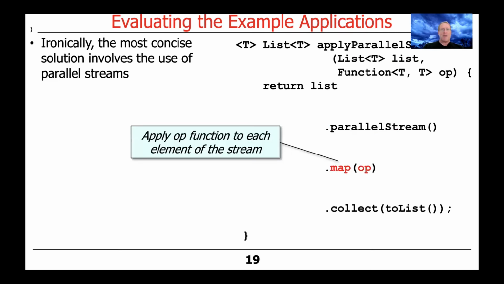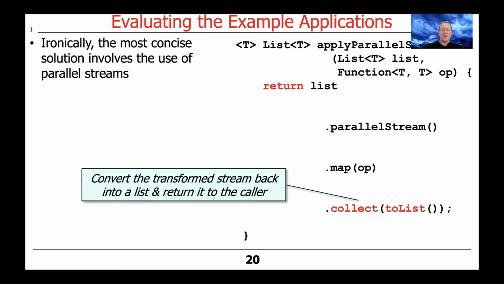We then call the map intermediate operation, which will apply the op function to each element of the stream in parallel. And then we take all those elements and we collect them together using the Java toList collector, which comes out of the box with the Collectors utility class. And what that does is it takes the stream of transformed elements and then it collects them back into a list, which is then returned as the return value from apply parallel stream.